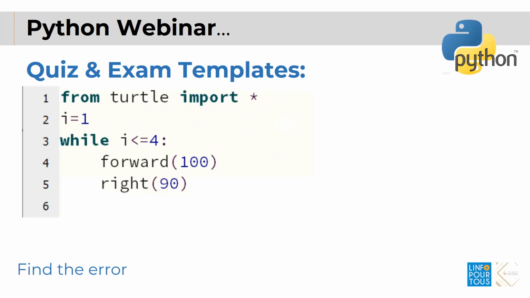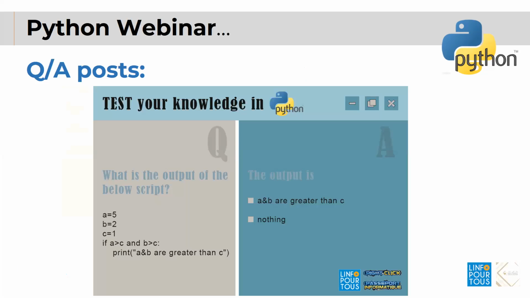Here is another set of ideas for quizzes and templates: importing the turtle object and making the loop turn 4 times in order to draw a square with the command forward 100 and right 100. And what you are seeing now is Q&A posts.